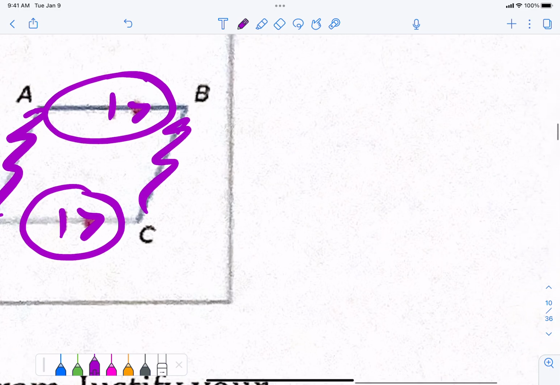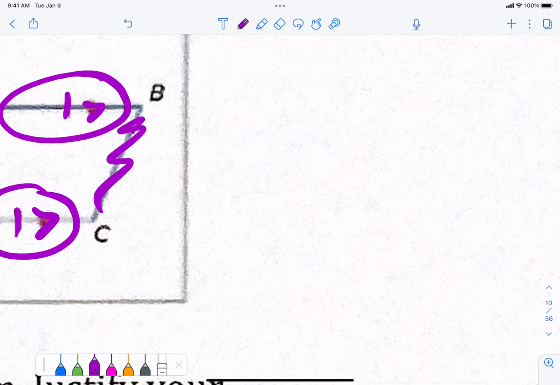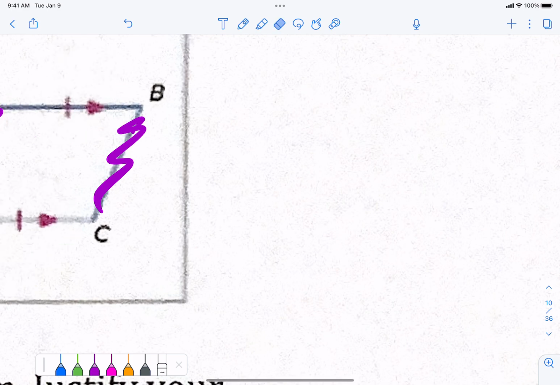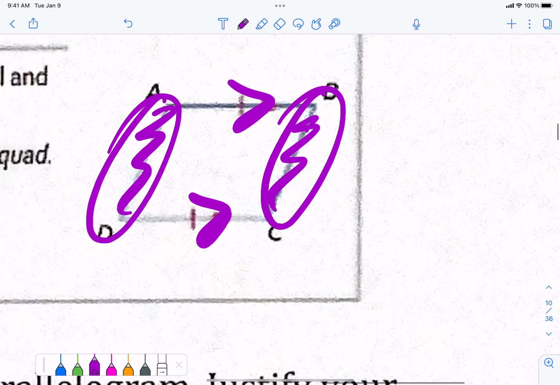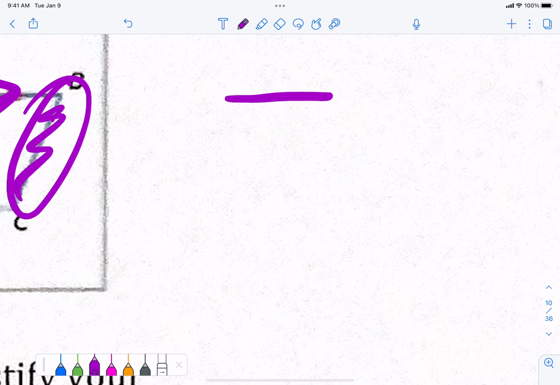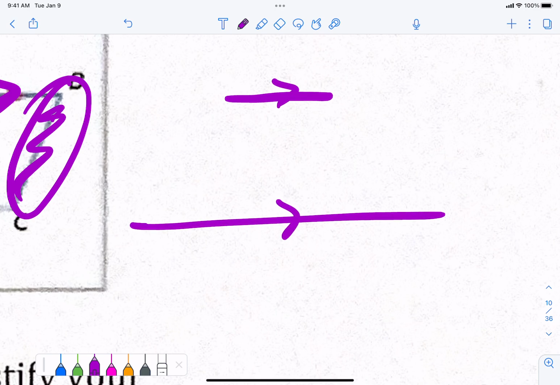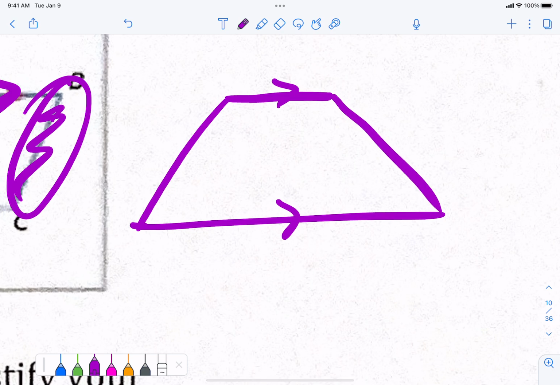Okay? Now, Ellie asked me this question. She said, okay, what if they just say that one set is parallel but not the same length? Like, let's just say that they say that this guy is parallel to this guy. Don't these two have to be parallel? And I said, okay, I'm going to draw you a picture of that. Here, this guy is parallel to this guy, right? And they're not the same length, right? Does that make a parallelogram? Yeah.